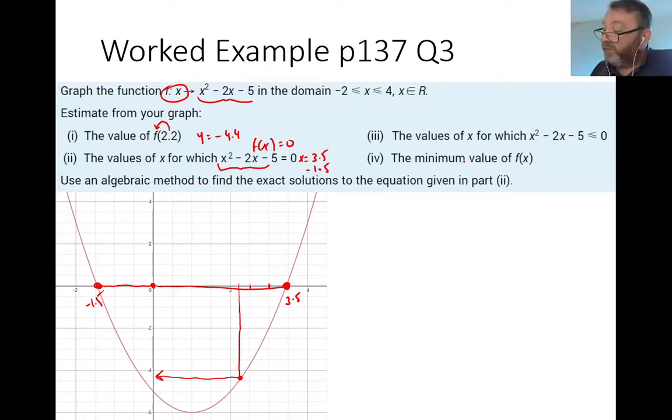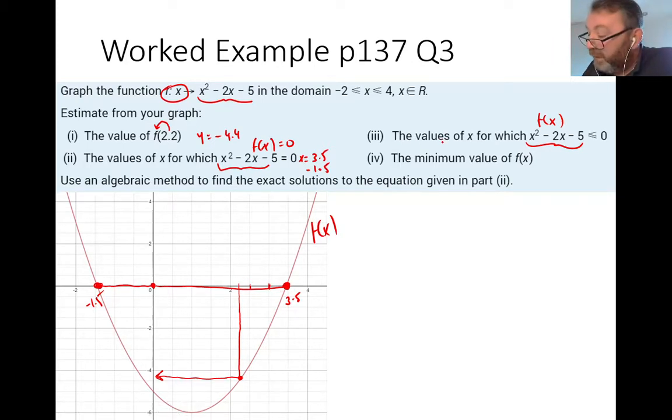And finally then, the values of x for which x squared minus 2x minus 5 is less than or equal to 0. So again, you'll notice that is the same function as what we had before, f of x. And f of x, by the way, is the curve, yeah? So they're asking you, where's the curve less than or equal to 0? Well, the curve is less than or equal to 0 between those two values we found in the previous part. So the curve goes below 0 all the way through to there. So from minus 1.5 all the way across to 3.5.